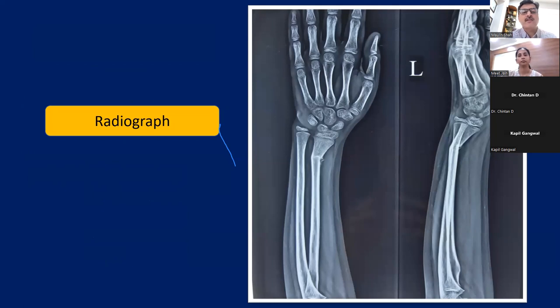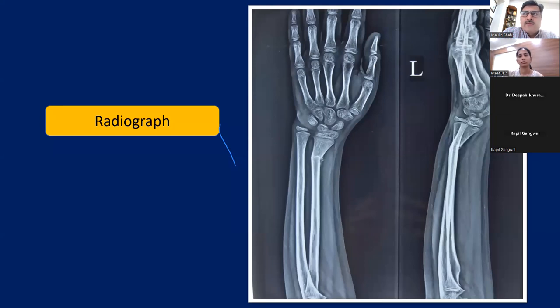The radius is fractured, and the distal radioulnar joint looks distracted. There is subluxation of the DRUJ. This is a typical Galeazzi. But sir, she might have had a torus fracture or something like that, which further collapsed and then led to further subluxation of the DRUJ with time. Yeah, that's difficult to explain.